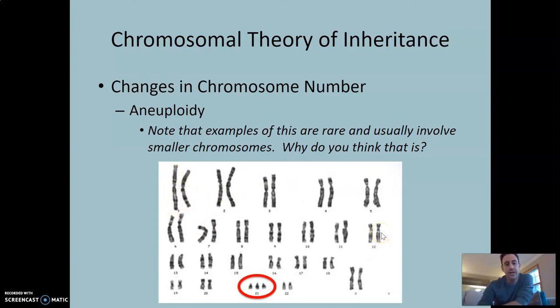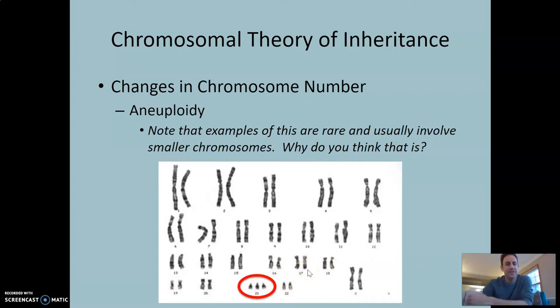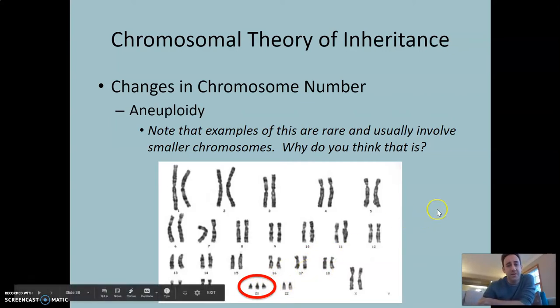So if you have an extra copy, or you're missing a copy of one of these larger chromosomes, then the changes are so disruptive that the embryo simply cannot develop and dies, likely even before the mother would know she was pregnant. So even the ones we do see where they're the smaller chromosomes, 21, 18, pretty significant issues arise from those. And so basically an extra copy or missing a copy of a chromosome is a pretty big deal.